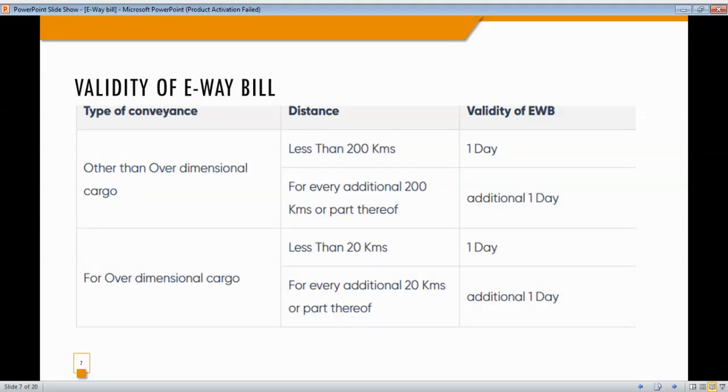Here in over dimensional cargo, for a distance less than 20 kilometers, the validity of e-way bill will be 1 day. For every additional 20 kilometers, an additional 1 day will be calculated as valid for the e-way bill. So today in this class, we understood the e-way bill, who can generate this e-way bill, what are the conditions required for it, and what is the validity of this e-way bill. We understood each and everything in this e-way bill. In the next class, we'll understand how to set up this e-way bill in Tally. So let's wind up the class.